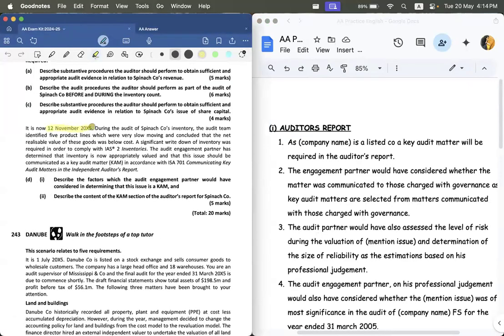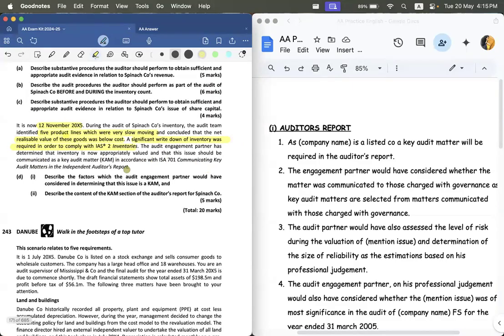During the audit of Spinach Company's inventory, the audit team identified 5 product lines which were very slow moving. So 5 product lines are there which were very slow moving, and concluded that the net realizable value of these goods was below cost. A significant write down of the inventory was required in order to comply with IAS 2 Inventories. The audit partner has determined that the inventory is now appropriately valued and this issue should be communicated as a key audit matter. Clear? So it is all now corrected, but this becomes a key audit matter.